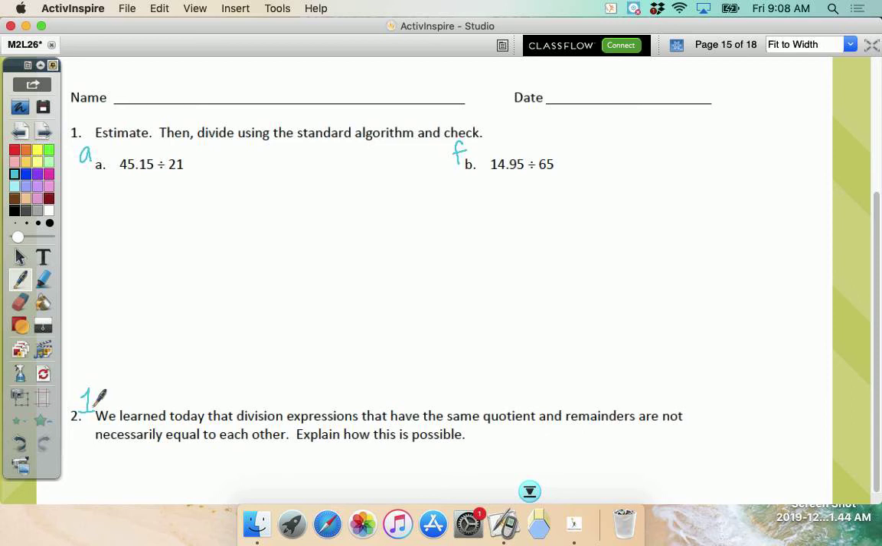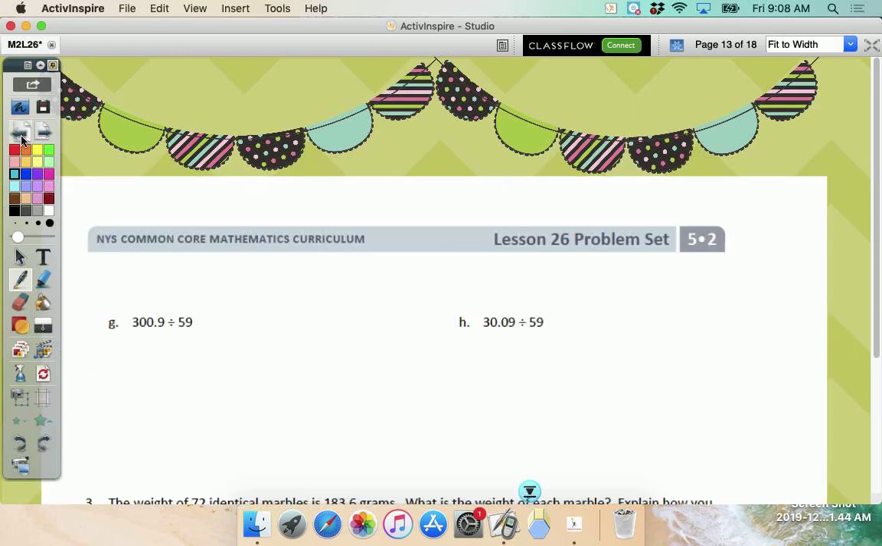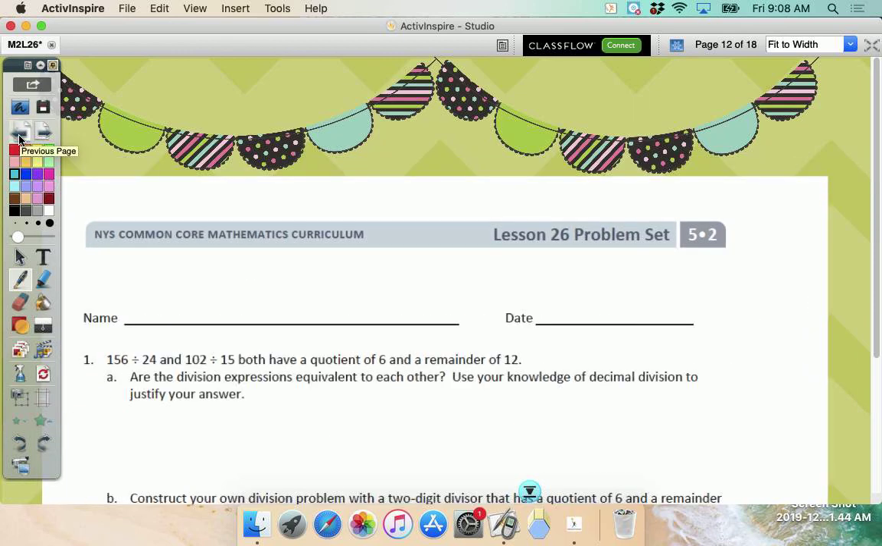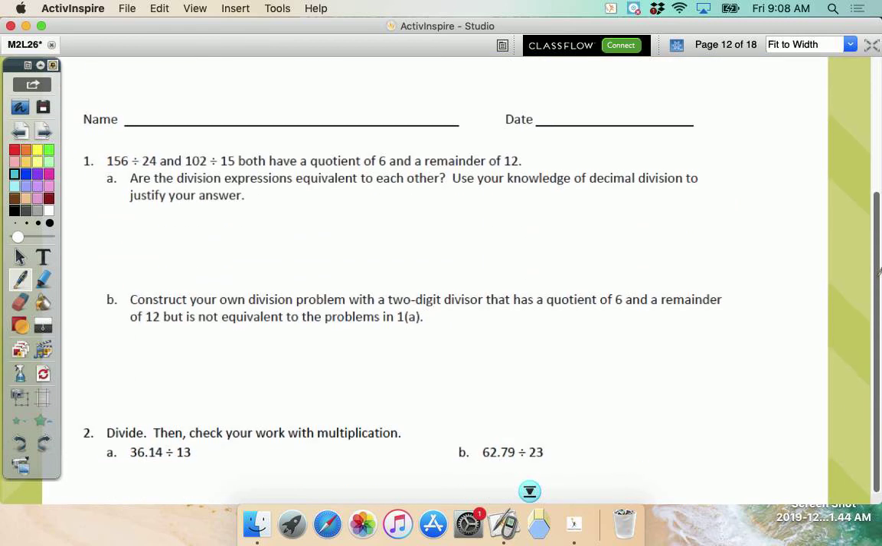Okay, so now let's go ahead and look at the problem set, page 1. The first question says, 156 divided by 24 and 102 divided by 15 both have a quotient of 6 and a remainder of 12. Are the expressions equivalent to each other? Use your knowledge of decimal division to justify your answer.